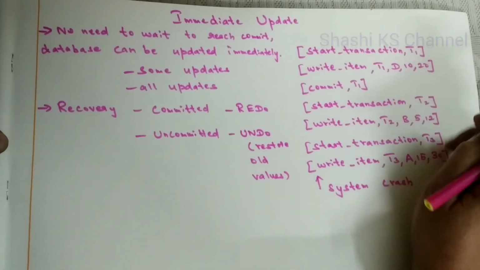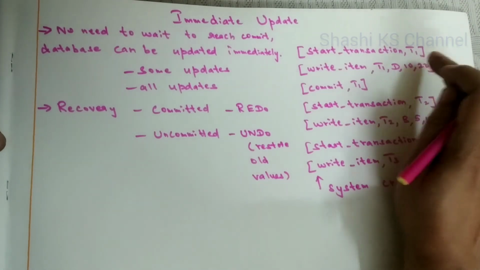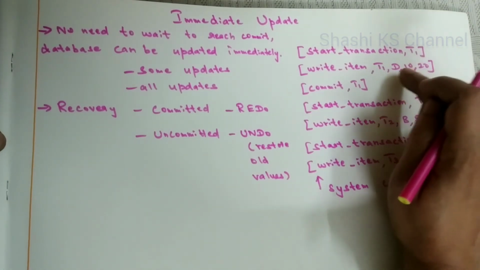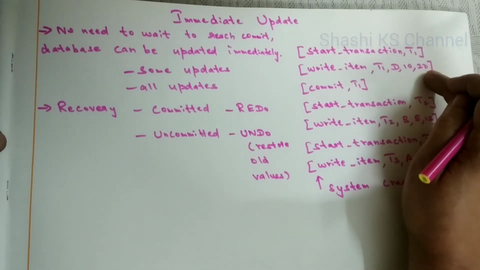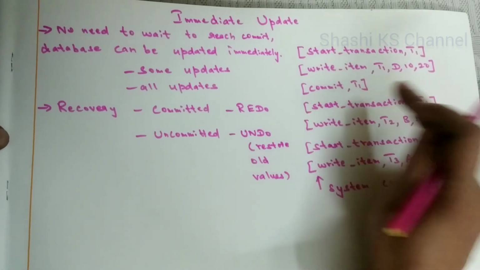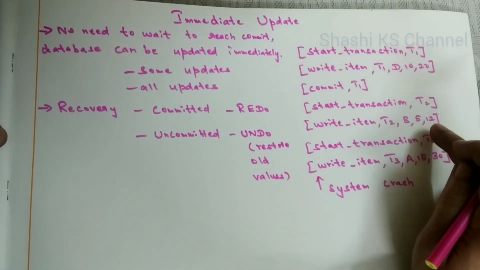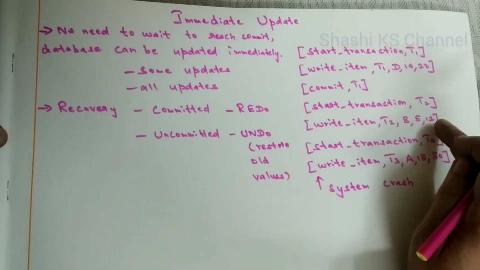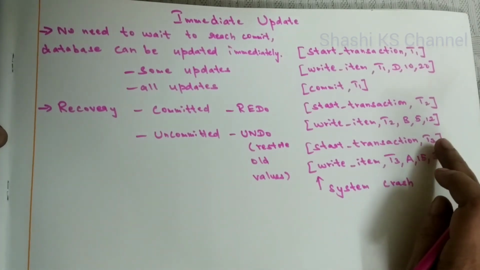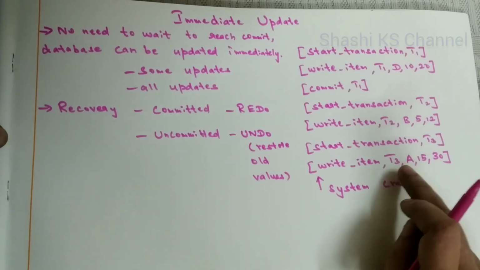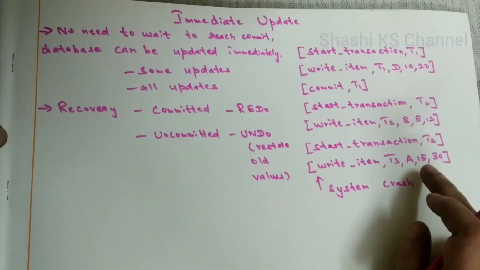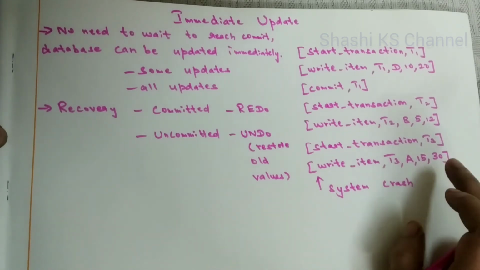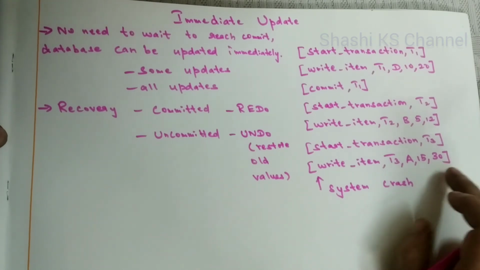Here you have three transactions, T1, T2 and T3. Transaction T1 has modified the value of data item D to 20. The old value is 10 and the new value of D is 20, and transaction T1 has reached its commit point. Transaction T2 has started, and it has modified the value of data item B to 12. The old value is 5, and the new value is 12. Transaction T3 has started and performed a write operation, modifying the value of data item A to 30. The old value of A is 15, and the new value is 30. And then there is a system crash.